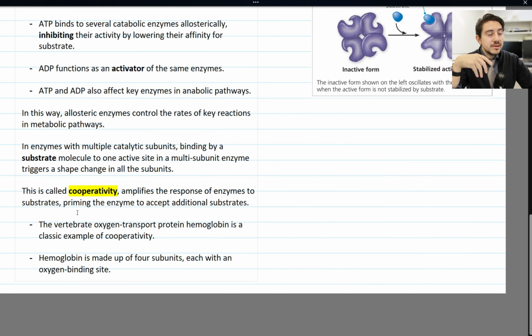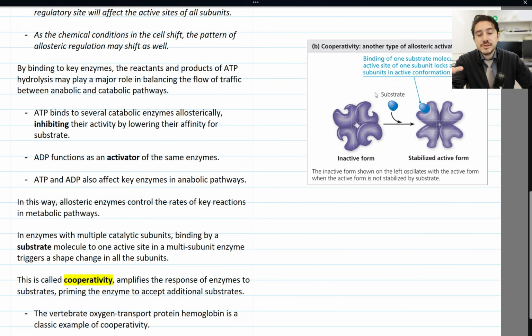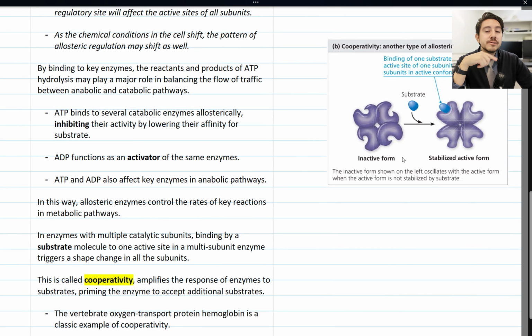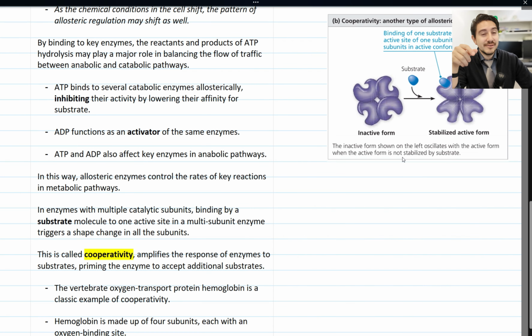This will enable the enzyme to collect additional substrates. This is just the substrate itself. So you have an enzyme in inactive form, and a substrate can just bind to one of the inactive forms, which will create a cascade to change the other active sites for the substrate. There's another type of allosteric activation, nothing to do with inhibitors and activators, just the substrate itself.